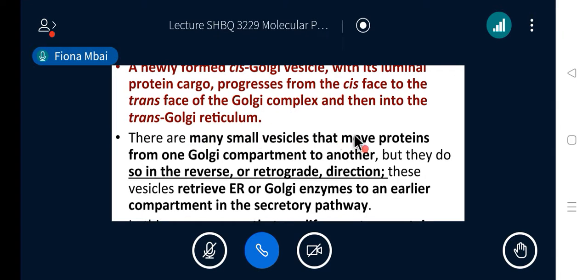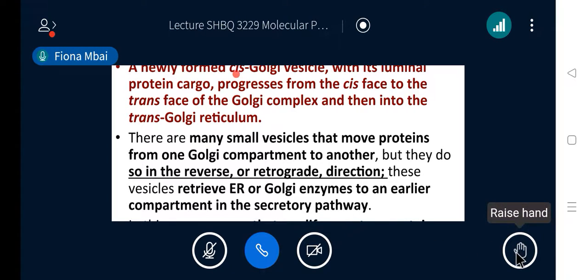There are very many small vesicles that move proteins from one Golgi compartment to the next, but they do so in the reverse, or what is referred to as the retrograde direction. These vesicles will retrieve endoplasmic reticulum or Golgi enzymes, the ones that don't need to go anywhere else in the cell, but need to be localized either in the endoplasmic reticulum or Golgi to an earlier compartment in the secretory pathway. This is the way that enzymes that modify secretory proteins come to be localized in the correct organelle.